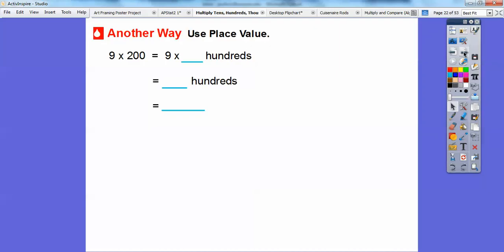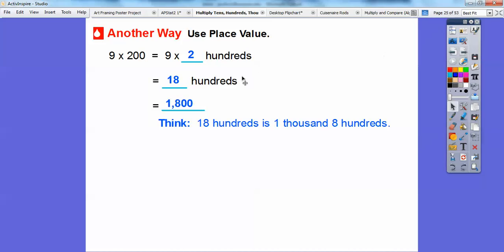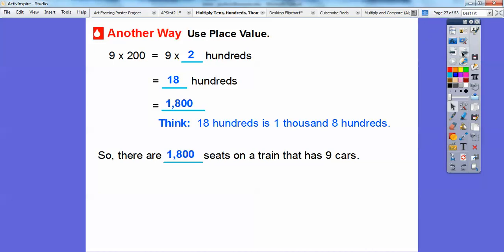Here's another way. 9 times 200 is going to be 9 times how many hundreds? 2 of them. 9 times 2 is 18, so we have 18 hundreds, which is 1,800. Think of 18 hundreds as the same as 1,800. Nice and easy. So there are 1,800 seats on that train that has 9 cars.